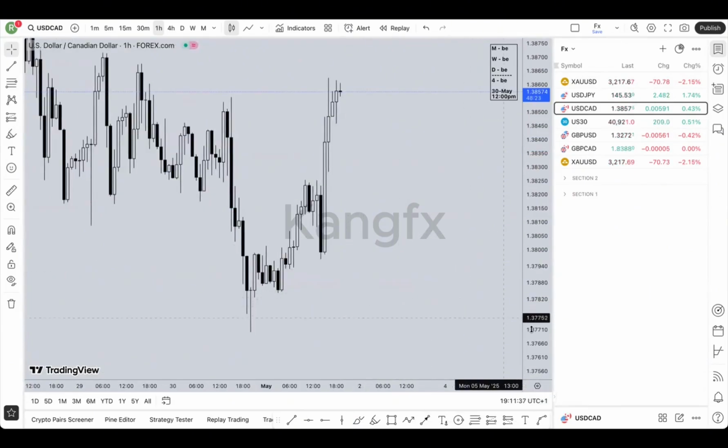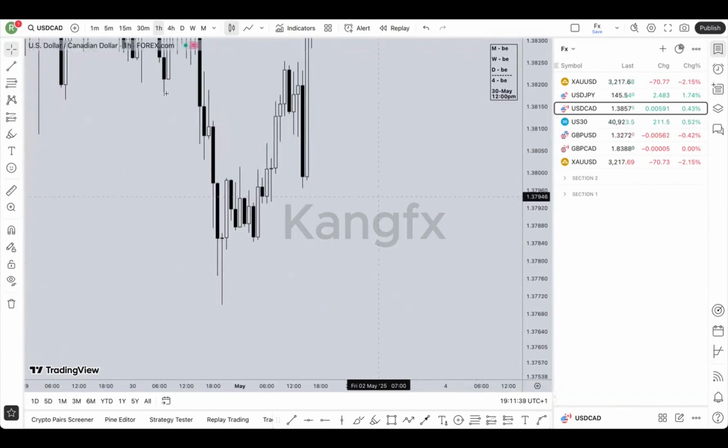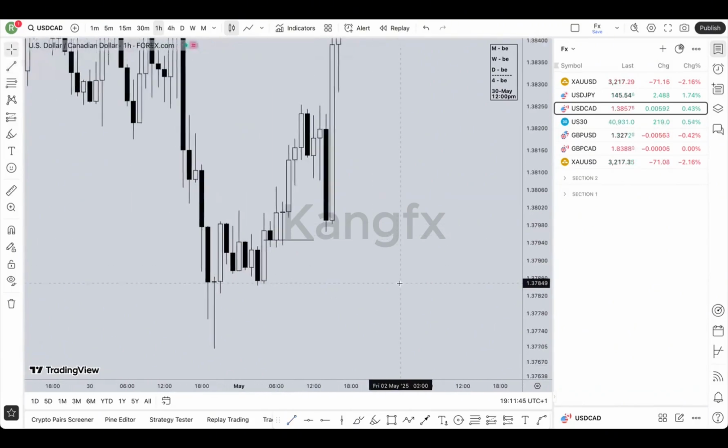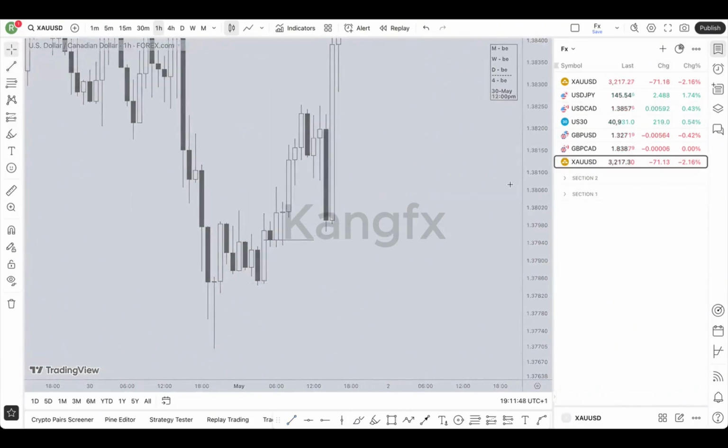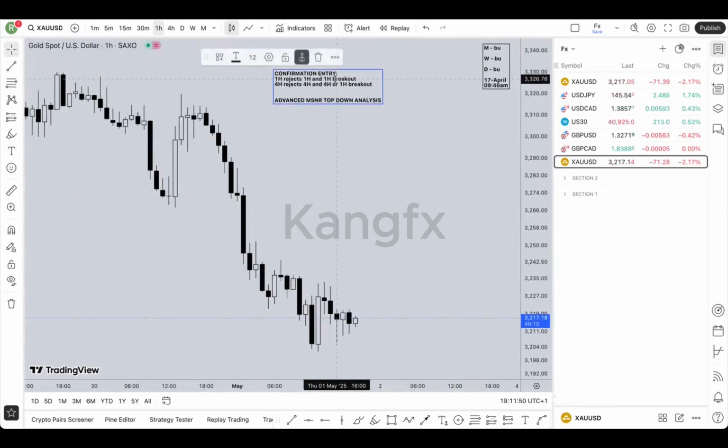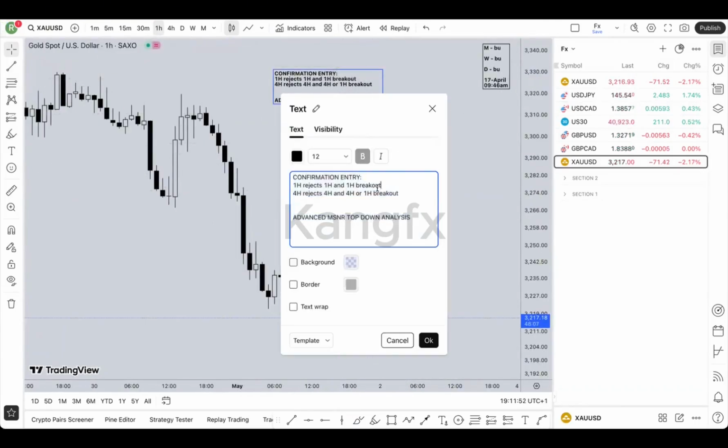When I say 1 hour rejects 1 hour, this is what I mean. We have a rejection here. We have a support there. And before I forget, I'll add this. When we are looking for rejection on 1 hour or 4 hour, the rejection can only come from support or resistance. So rejection must only come from support or resistance.